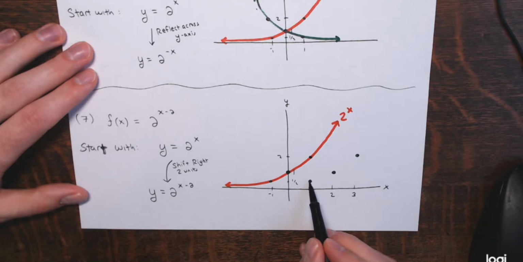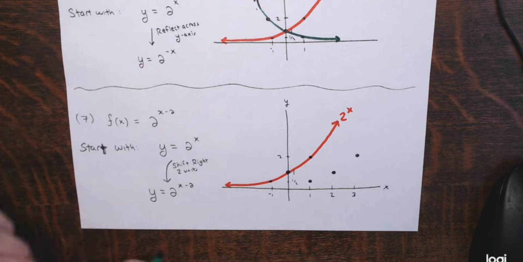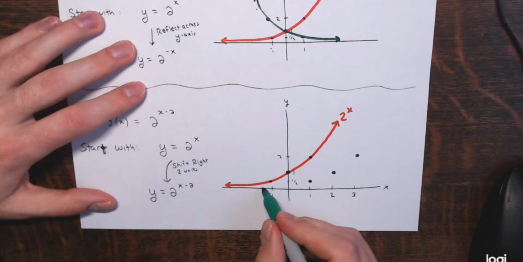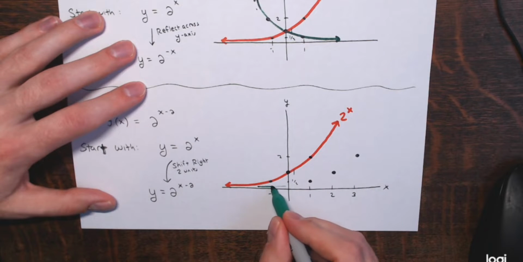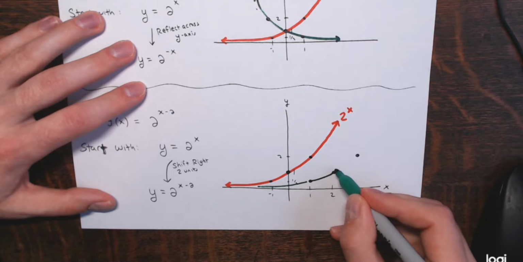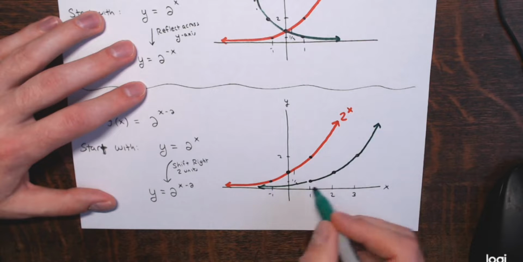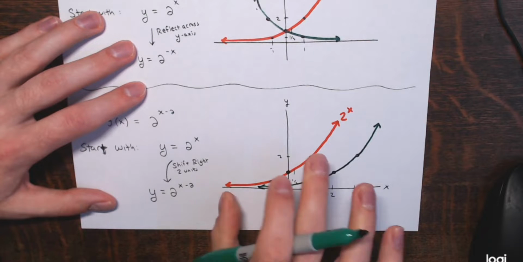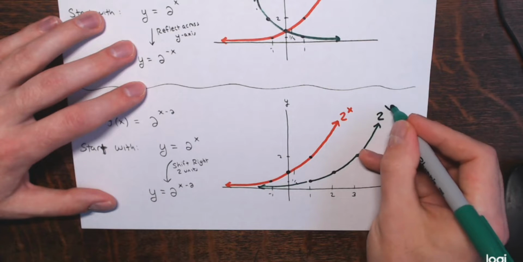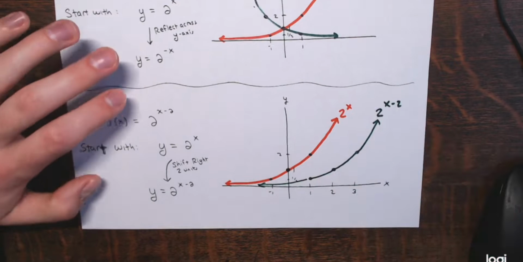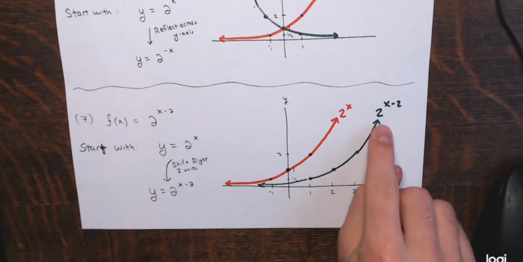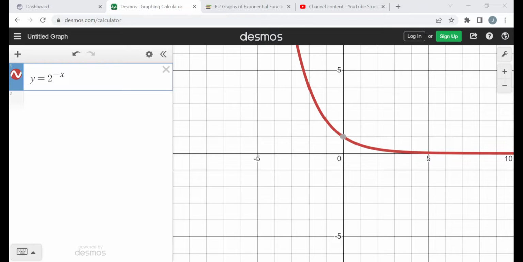It's the same picture. The shape didn't change. Just everything gets moved to the right 2 units. Same asymptote. I just pushed it all to the right 2 units. And let's see how this green graph I drew compares to the actual thing.